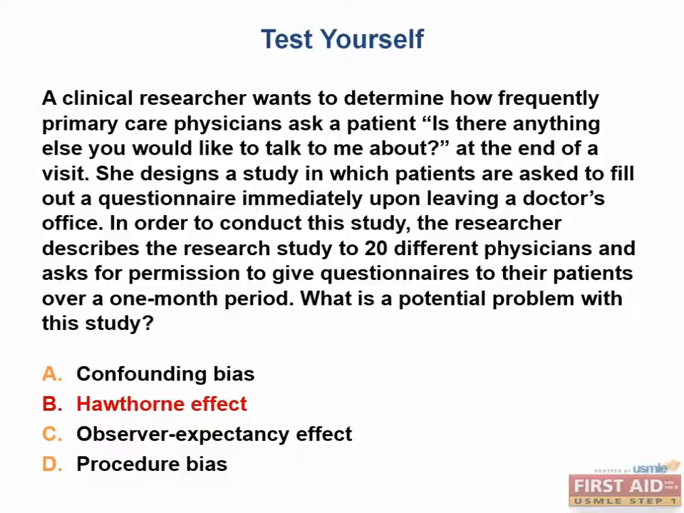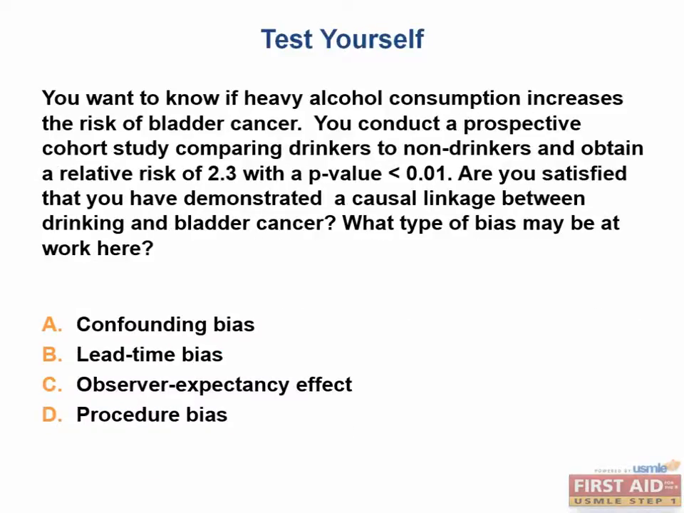Okay, up for one more? You want to know if heavy alcohol consumption increases the risk of bladder cancer. You conduct a prospective cohort study comparing drinkers to non-drinkers and obtain a relative risk of 2.3 with a p-value of less than 0.01. Are you satisfied that you have demonstrated a causal linkage between drinking and bladder cancer? What type of bias may be at work here?